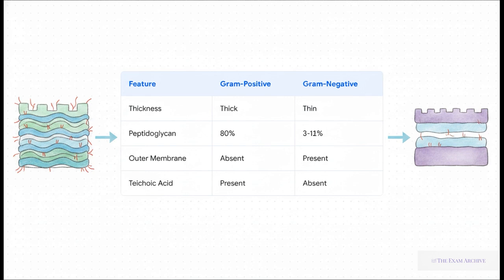They have a much thinner wall, only 3 to 12% peptidoglycan, and absolutely zero teichoic acid. But hey, don't think they're weaker for it. They actually compensate for this thinner wall by possessing an entirely extra outer membrane that the gram-positive bacteria completely lack. It's just a completely different evolutionary strategy for defense.